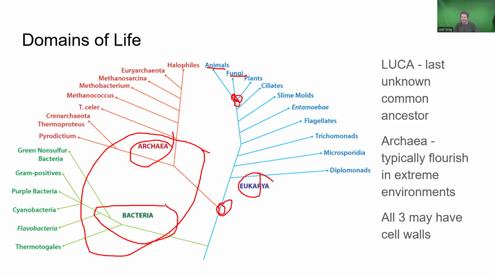Archaea typically flourish in extreme environments. Commonly, you'll hear them referred to as extremophiles. And one thing about all three of these different branches is that they can all have a cell wall. Cell walls are more commonly found in your bacteria and archaea, but eukaryotes, like plants, can have cell walls.